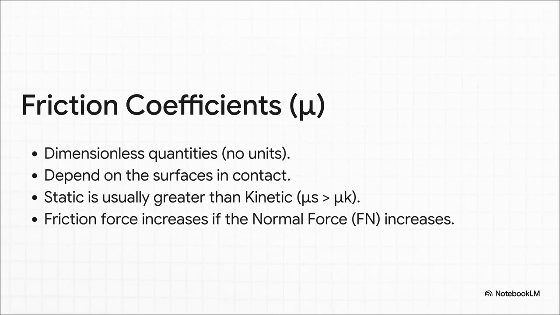Now, the key to calculating friction is this thing called the coefficient, written with the Greek letter mu. This number is all about the two surfaces touching. Like rubber on asphalt is way different than ice on ice. It has no units, and here's the really crucial part. The static coefficient is almost always bigger than the kinetic one, and that's why it's always harder to get a heavy box moving than it is to keep it sliding.